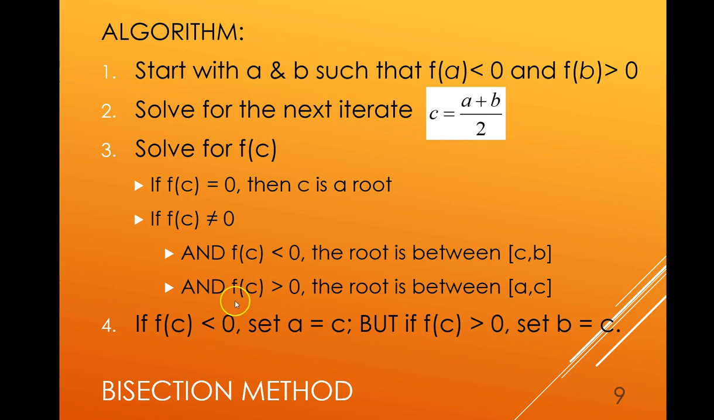However, if f of c is greater than 0, the root is between a and c. So b, which is the one that's greater than 0, is the one that is replaced now. So if f of c is less than 0, set a to c. But if f of c is greater than 0, set b to c.